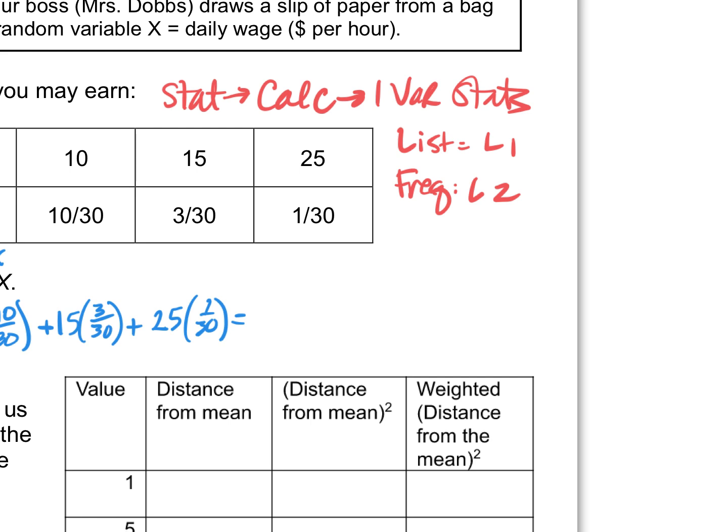Now, x bar stands for mean, doesn't it? So guess what? All this work, if I put it in the calculator, would come up as 8.4. It's doing all that math for me. All right, that is your shortcut to it.